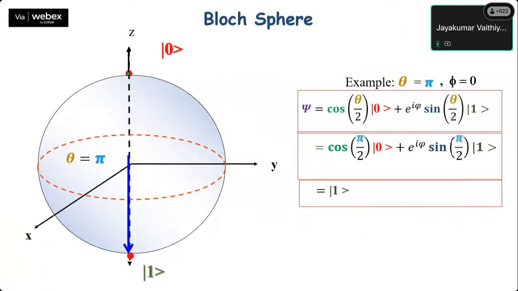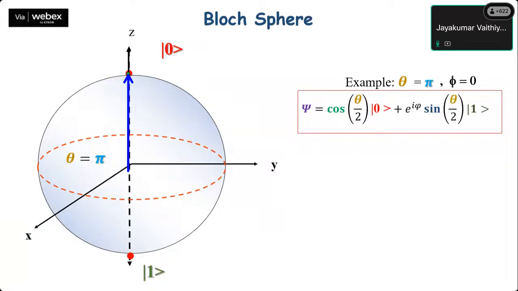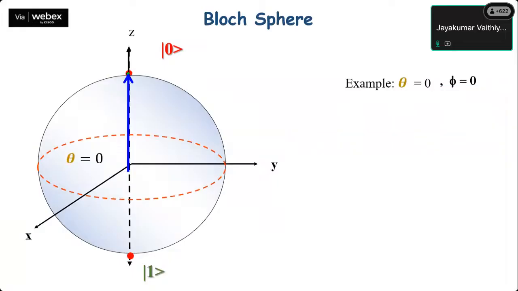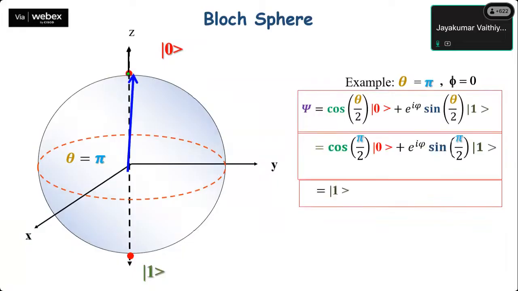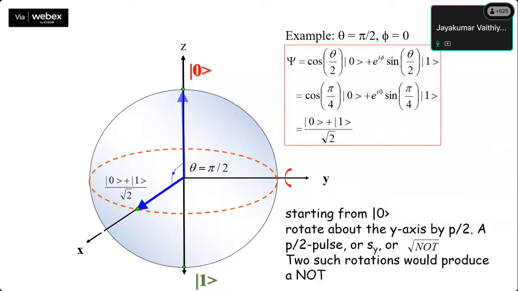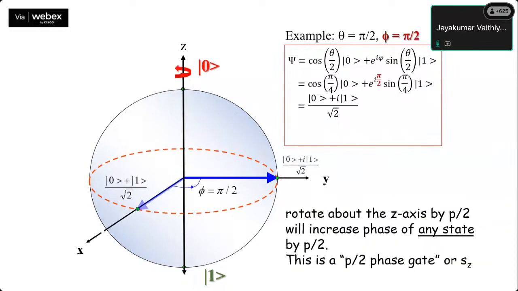So try to recall. If d equals 0, it is the identity gate, do nothing. If d equals pi, it will do the NOT operation. If d equals pi by 2, it will create equal superposition. If the second angle psi equals pi by 2, it will create equal superposition, but in a different location.